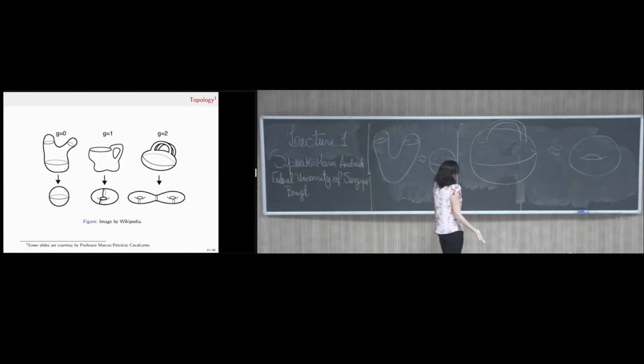How do you do this? You can remove two disks here and put here another handle, okay? Okay. Why is this important for us? I will tell you in a few minutes.